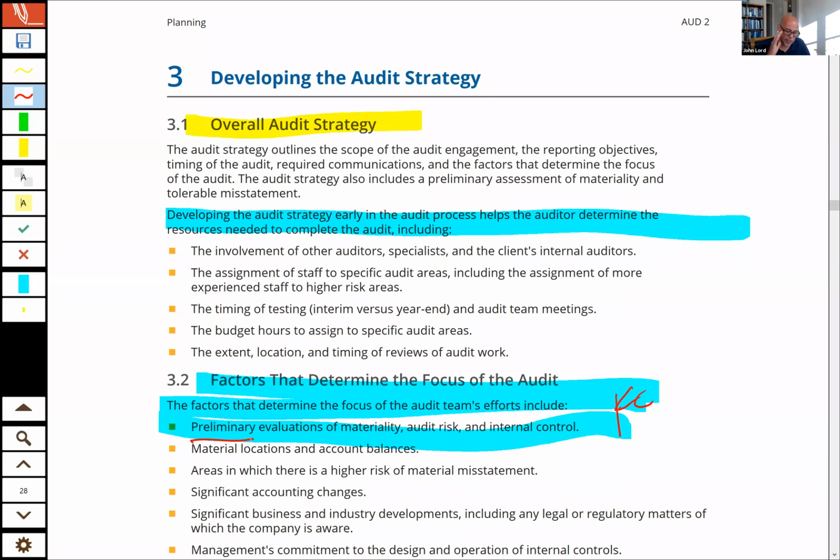So again, guys, this is the kind of thing, and we even saw a question there talking about the engagement letter. It's not something you put in the engagement letter, but it is something that's happening in the preliminary stages at the beginning of the audit, getting preliminary evaluation of materiality, audit risk, and internal control.